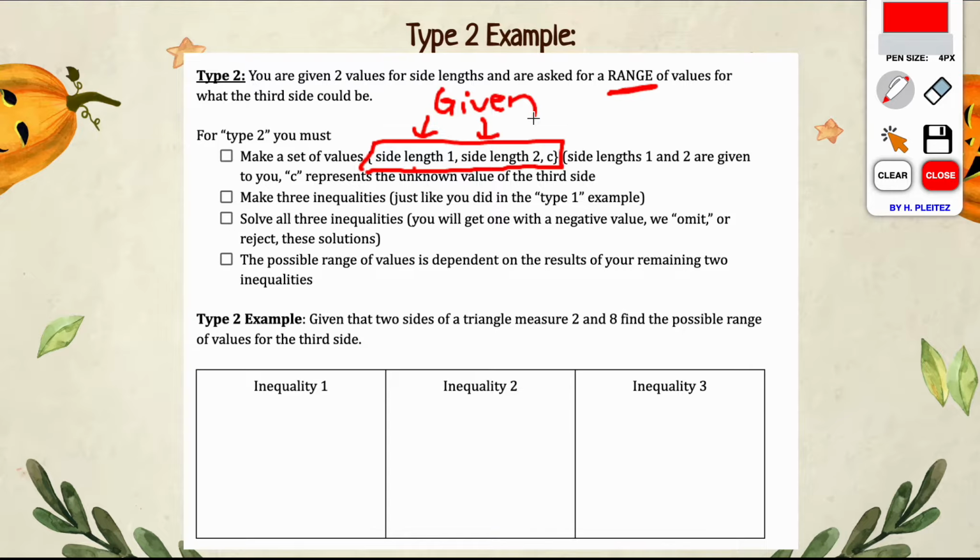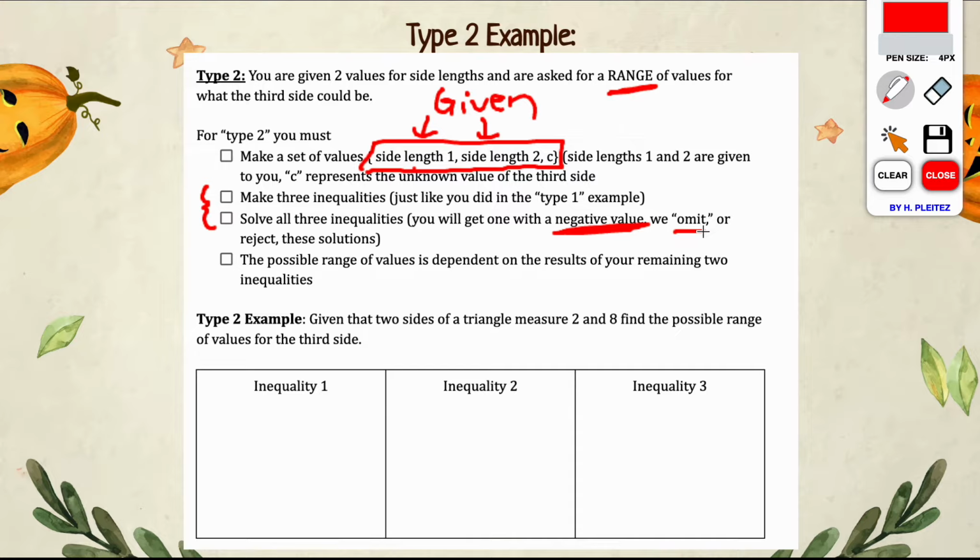So then again, after that, these next two steps follow from our type 1 example. So we're still making three inequalities. We're still going to solve all three inequalities. But in this case, we might get one with a negative value. In this case, we're going to omit that. And then I'll talk about the last two steps. So let's just go through the first couple of steps for a type 2 example.